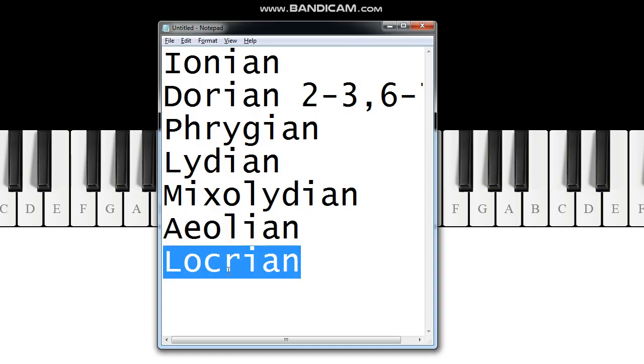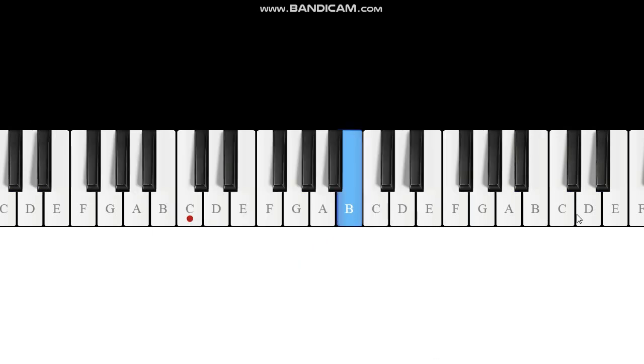And then Locrian. Locrian is a dark, unusual sounding mode, and it's not going to be used that much unless you want to create a scary, weird sounding song. But go B to B to find out where the half steps are. So it's between 1 and 2, and 4 and 5. Very unusual.